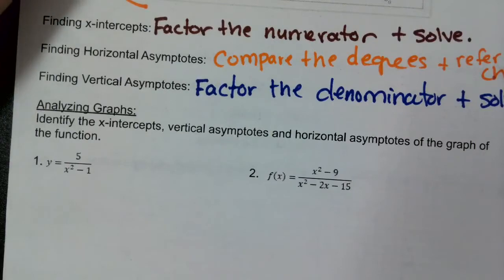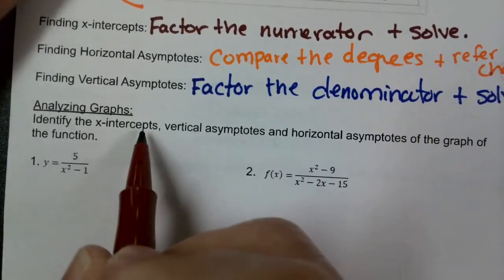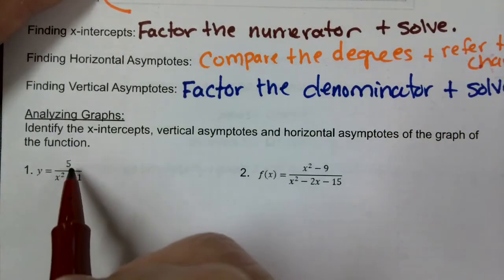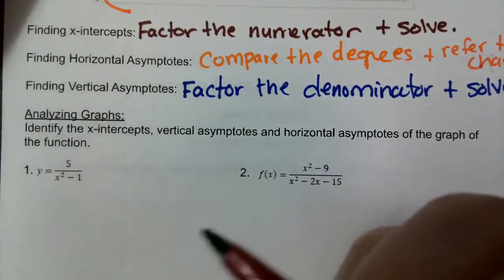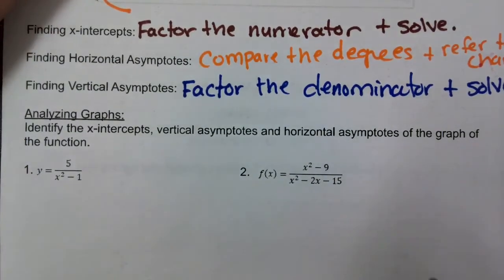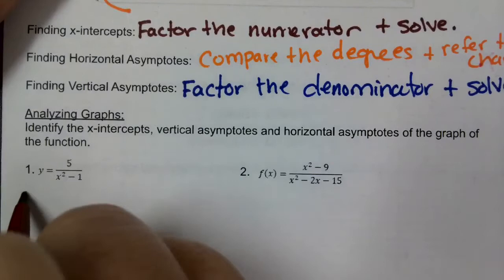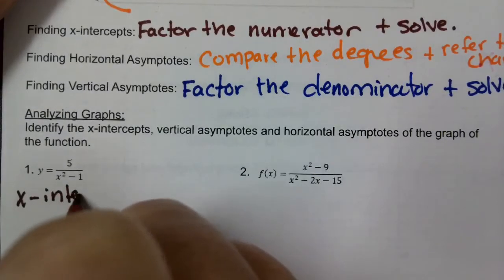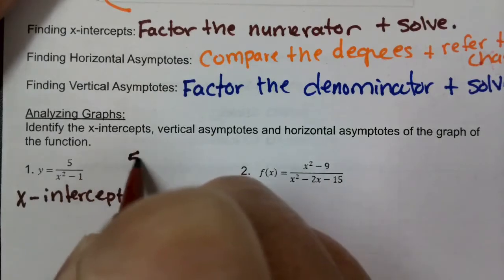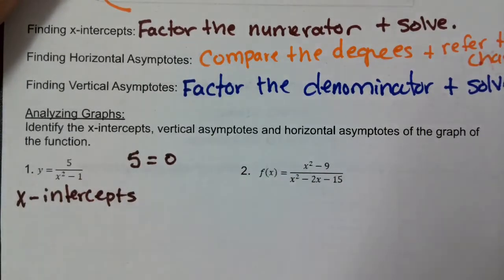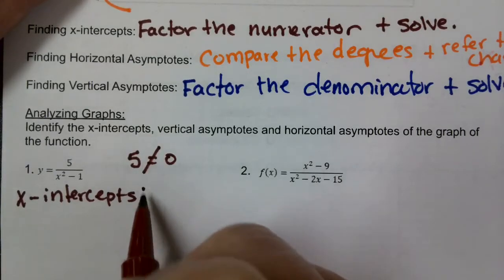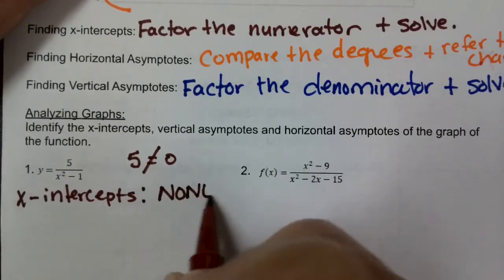To find the x-intercept, remember we said we're going to factor the numerator and solve. Well, our numerator is just 5. There is nothing to factor. So we don't have any x-intercepts. In fact, if we set it equal to 0, we would just have 5 equals 0, which doesn't make sense. So there you go, x-intercepts, there are none.